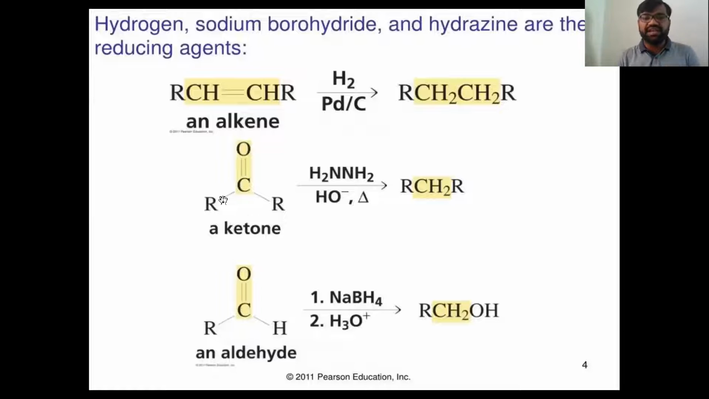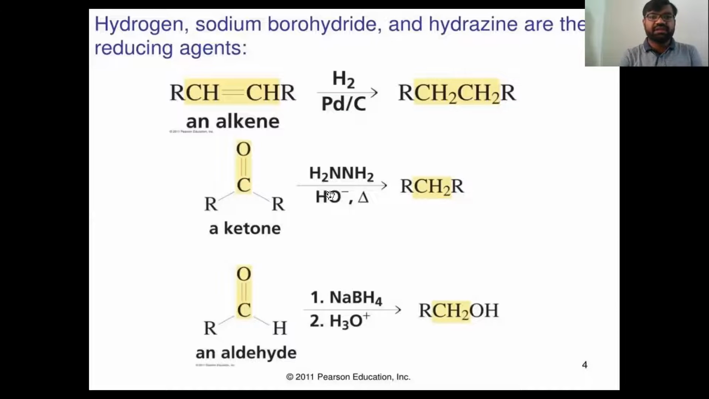Hydrogen addition, you can see on this slide. If we have an alkene and we add hydrogen, it is an addition reaction. In the presence of palladium charcoal, ethane will be formed. Addition of hydrogen is basically called reduction.